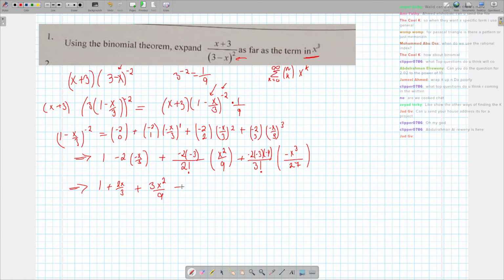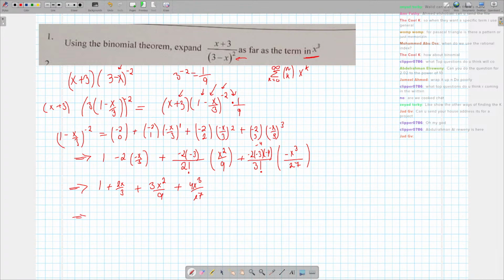Plus negative 2 times negative 3 times negative 4 divided by 3 factorial. I'm going to tell you it's going to be negative 4. So negative 4 times negative x cubed over 27. Negative times negative becomes positive, so it's plus 4x cubed over 27. This is the expansion of (1 minus x over 3) to the power of negative 2. Now what do we want? We're multiplying it by this, multiplying it by this.